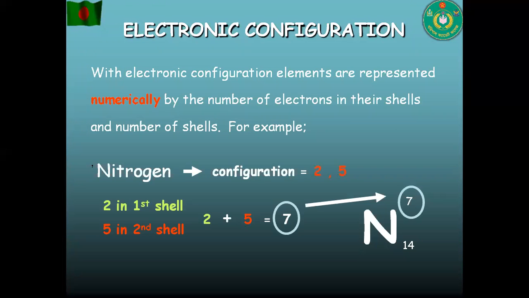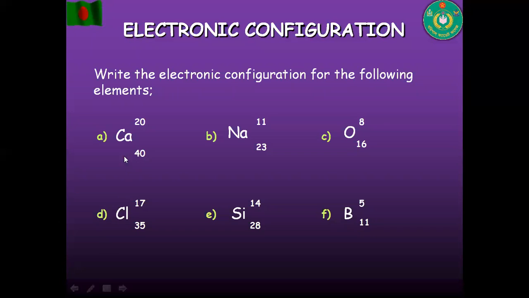Here, nitrogen has 7 electrons: first orbit 2, and the next one 5. So in case of nitrogen, 7 electrons are present in 2 shells. Now, calcium has 20 electrons, sodium 11, oxygen 8, chlorine 17, silicon 14, and boron 5 electrons. Already we have discussed it. Now, draw the structure of those elements.